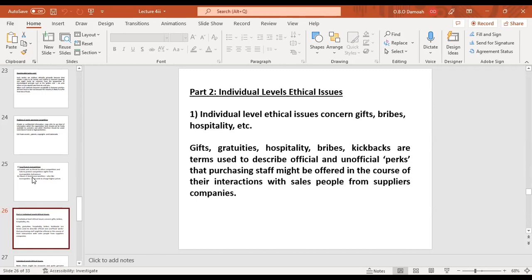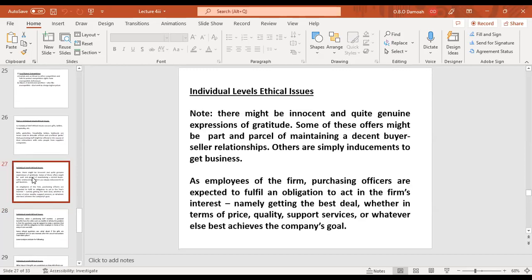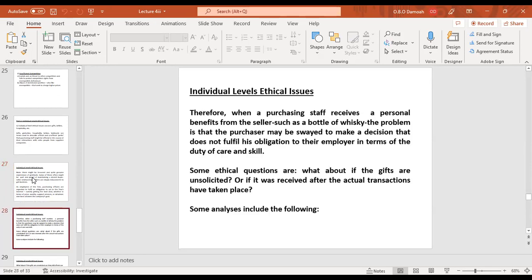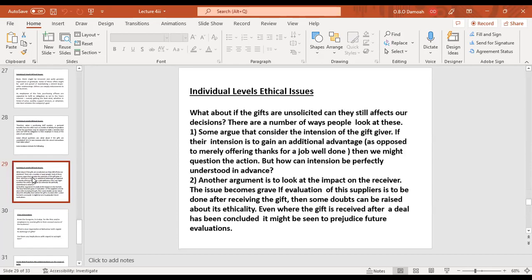So this one is not at the organizational level, but the workers in the firm are doing it, and it has ethical implications. Somebody is saying thank you, they're giving you hampers, they're giving you handkerchiefs, they're giving you money. What do you think about them? That's all about that.